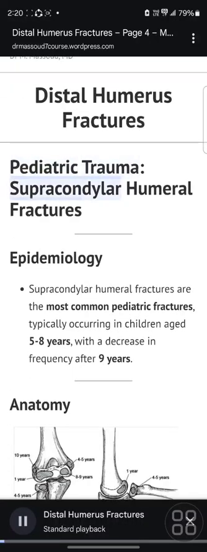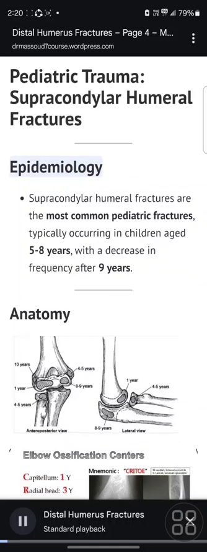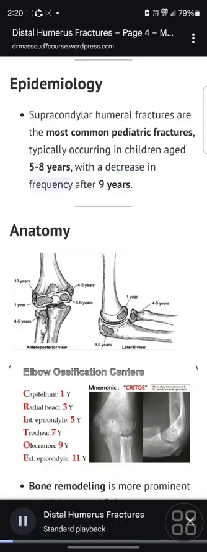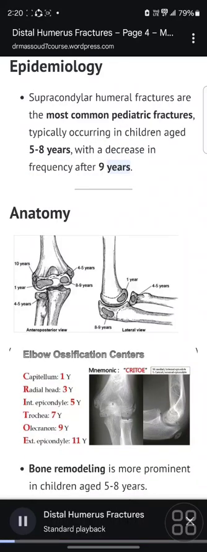Pediatric trauma, supracondylar humeral fractures. Epidemiology. Supracondylar humeral fractures are the most common pediatric fractures, typically occurring in children aged 5 to 8 years, with a decrease in frequency after 9 years.